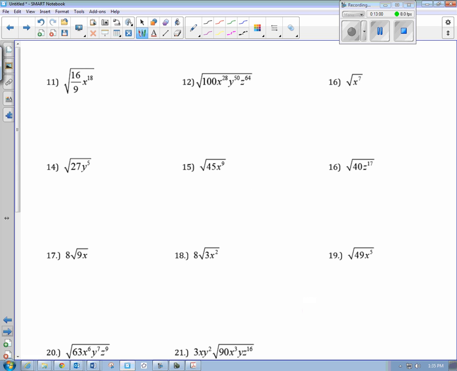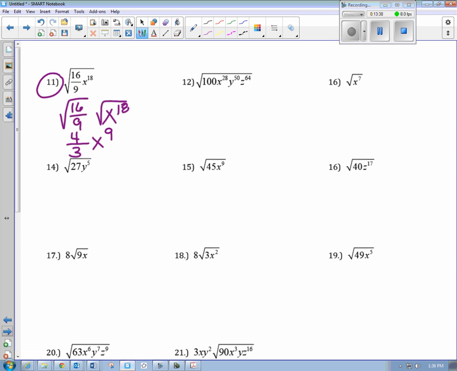Take a look at the next page, you can see that there's a couple more examples here at the top that may tend to be a little bit more challenging. If you take a look at number 11, same idea here. We want to make sure that we're looking at the numerical part separately from anything that has an exponent. When I square root a fraction, I square root the top number, square root of 16 is 4, and square root the bottom number, square root of 9 is 3. And then square rooting the exponent is going to give me x to the 9th. So I'm dividing that 18 by 2.